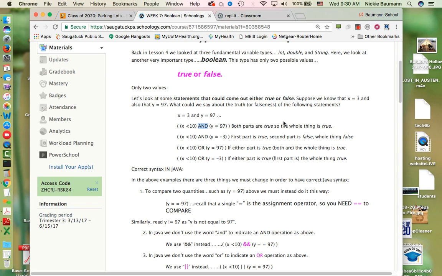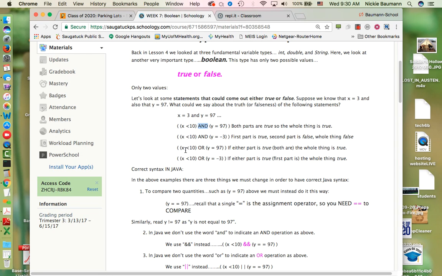So if we were going to do a statement like that or a program like that, the thing would come out true. If we were going to take a look again and say, is x less than 10 and is y equal to negative 3? Well, yes, it's true that x is less than 10. But y is not equal to negative 3. So the first part is true, the second part is false, therefore the whole thing is false.